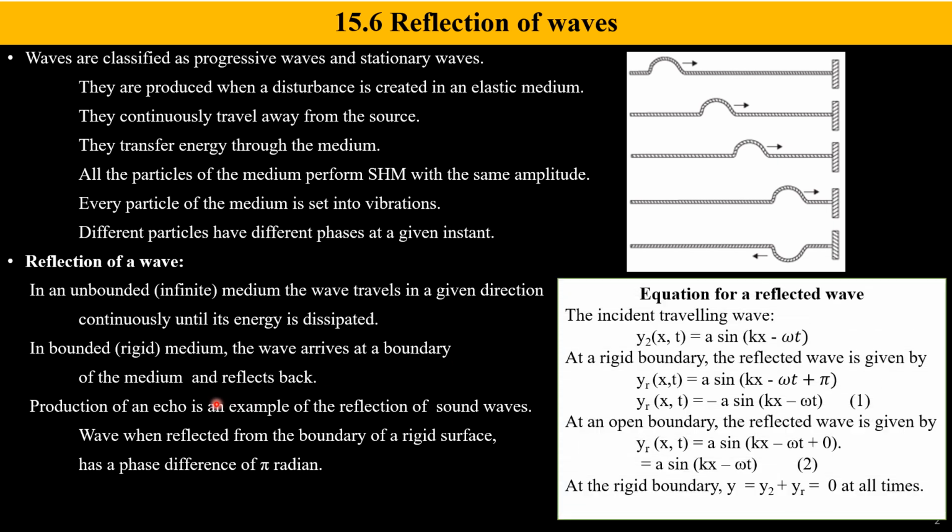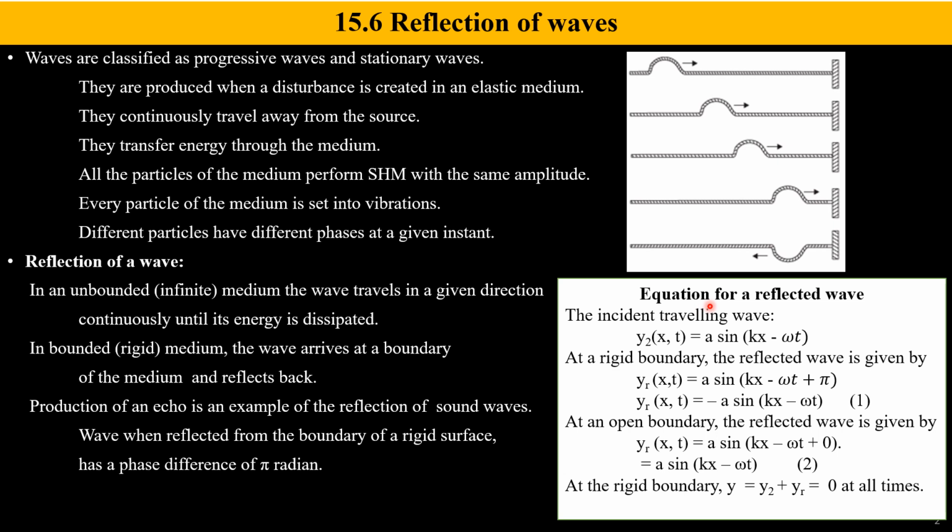The production of an echo is an example of the reflection of sound waves. Waves reflected from the boundary of a rigid surface have a phase difference of pi radians. See here, when it gets reflected, the direction changes and the phase difference is pi radians, that is 180 degrees, when reflected from a rigid medium, and zero phase difference when it is reflected from an unbounded medium.